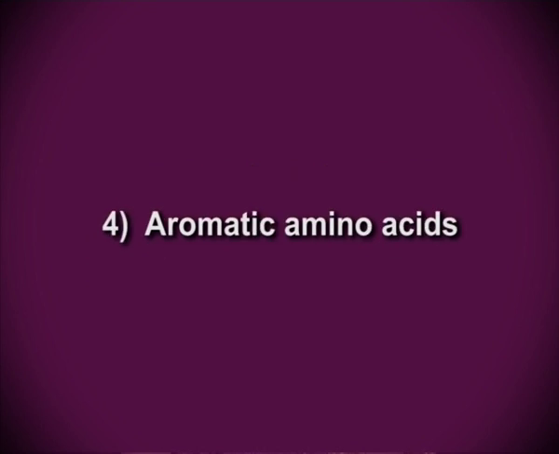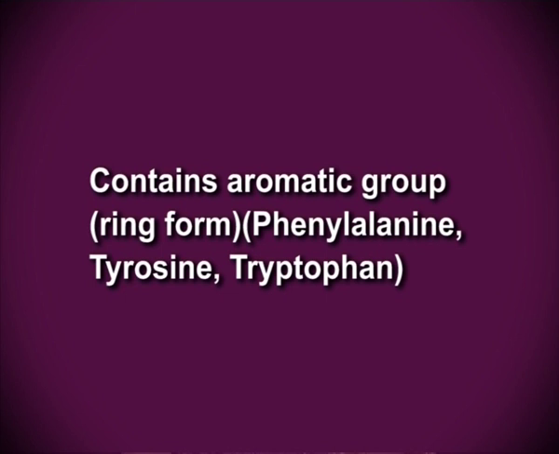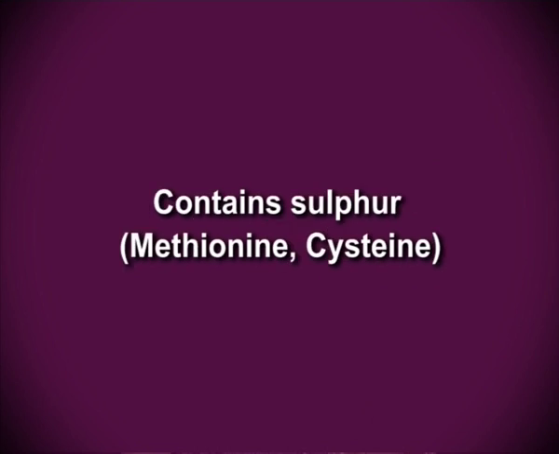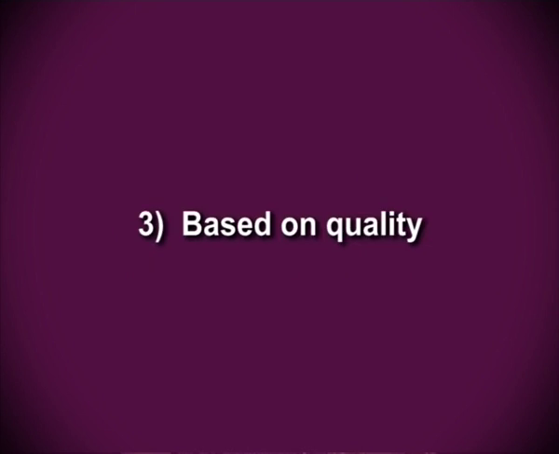Fourth is aromatic amino acids, which contain an aromatic group or ring forms. Examples: phenylalanine, tyrosine and tryptophan. The fifth one is sulfur containing amino acids. These contain sulfur. Examples: methionine and cysteine. Proteins are also classified based on quality.